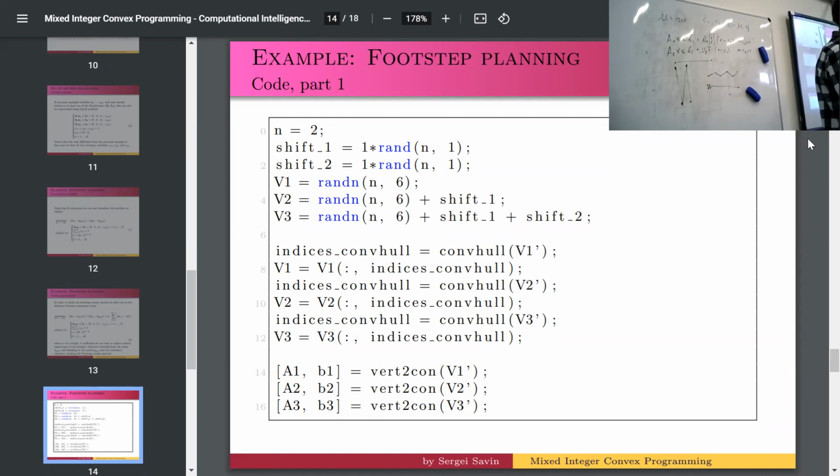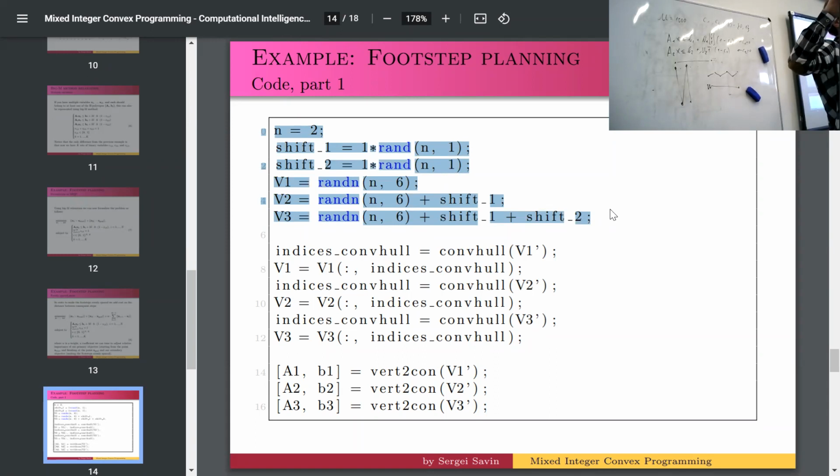Okay, here's the code for footstep planning. So first, you define shifts. What do you mean by shift? Basically, all of this section of the code is just to define 3 regions where you want your planner to be. 3 regions, okay?